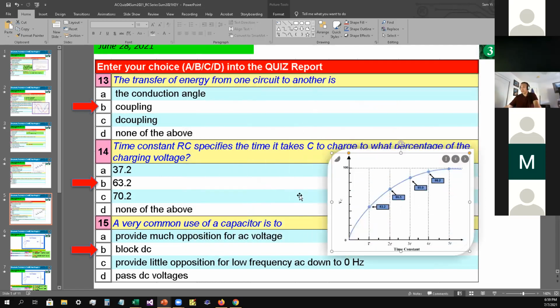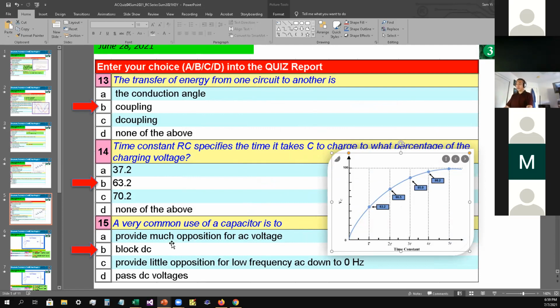Number 15, a very common use of a capacitor is to block the DC and allow the AC to pass. This one looks like there's nothing here about A, the opposition to AC. No, A is not correct. The only one that's correct is B as in beta for number 15. Any question?